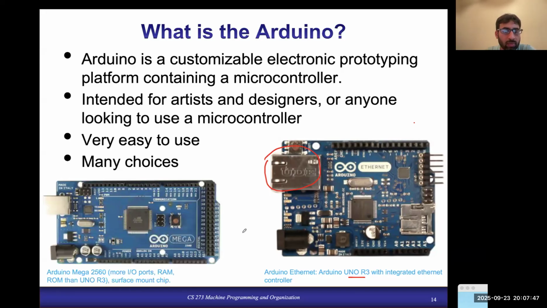This is another example of a board from Arduino, named Arduino Mega 2560. It uses a different microcontroller as compared to the Uno R3 board, which uses the ATmega328P. Here, it uses the microcontroller chip 2560. The main difference from the microcontroller we are studying in the course is that it has more I/O ports, and larger RAM and ROM size as compared to the ATmega328P microcontroller. And it is surface mounted.